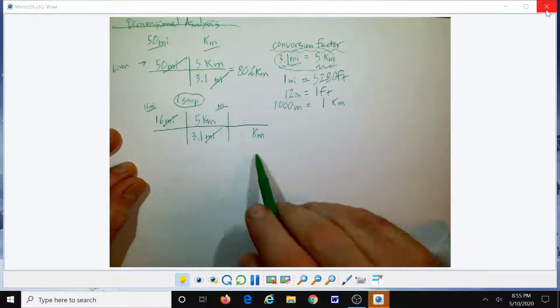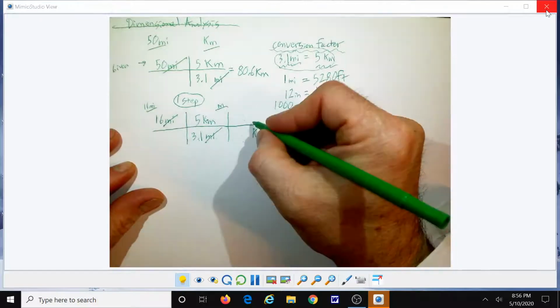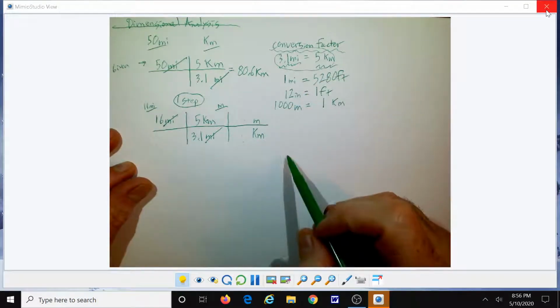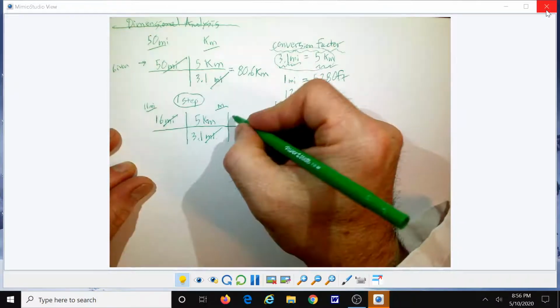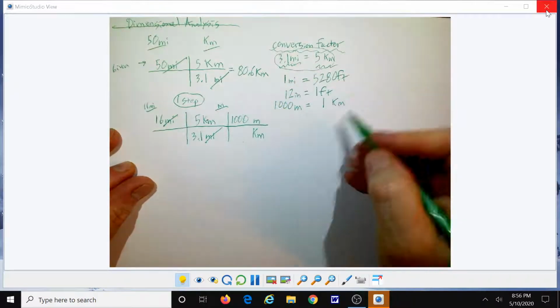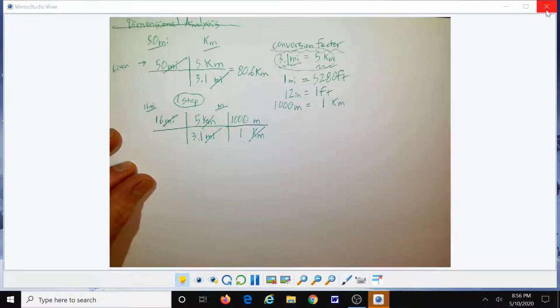So we do have one that talks about kilometers and converting to what we want to, which is meters. So we can go ahead and use that. So in front of meter, we would use the 1,000. And in front of kilometers, we would use the 1. And again, the numbers should diagonally cross out.